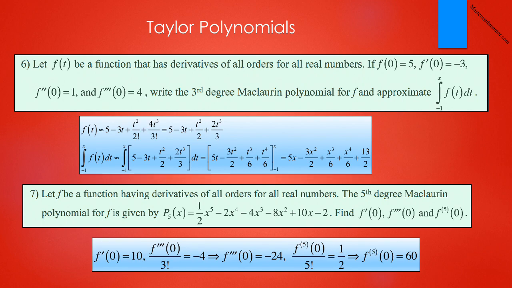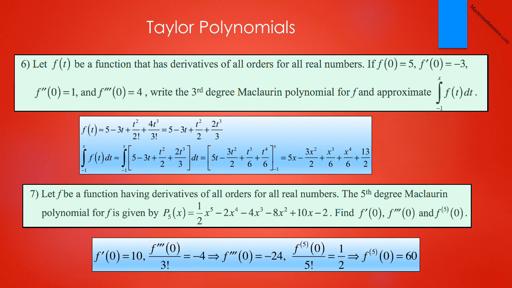In number 6, you were given values of derivatives at 0 and asked to write a third degree Maclaurin polynomial. 7 is the reverse. You are given the fifth degree Maclaurin polynomial and asked to find the values of derivatives at 0.